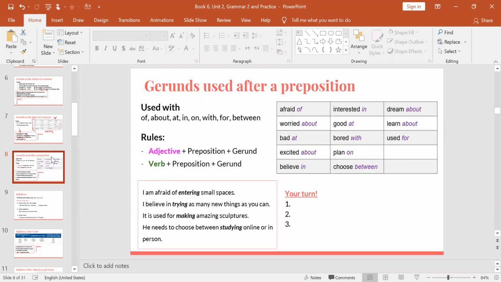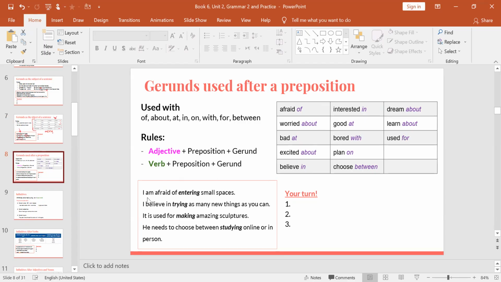Okay, so gerunds used after a preposition, used with, of, about, at, in, on, with, or between. Okay, there are a whole list of prepositions, but these are some that you can be aware of. And the rules are the adjective plus preposition plus gerund, or the verb plus preposition plus gerund. So for example, afraid of, worried about, bad at, excited about, believe in, interested in, good at, bored with, plan on, choose between, dream about, learn about, used for.